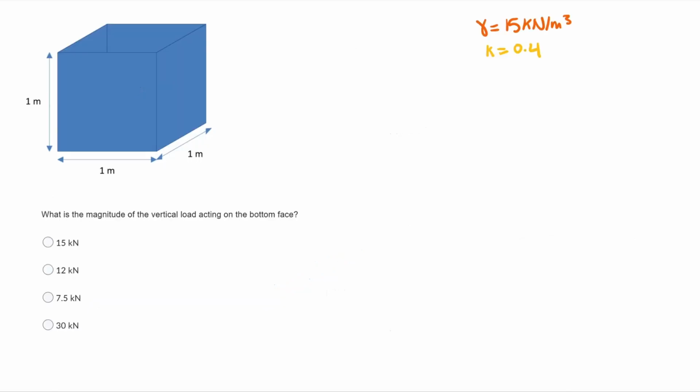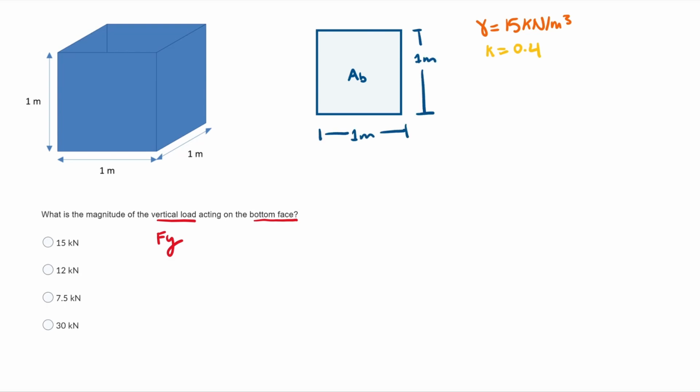Okay, so here we have our square cube, and we're looking at the vertical load of the bottom face here. Let's just call this Fy. Here's our bottom face. We'll label this area AB, and of course it's all 1 meters. Fy is equal to the pressure of the bottom times the area on the bottom. And the pressure on the bottom is equal to density times depth, multiplied by our area bottom here.